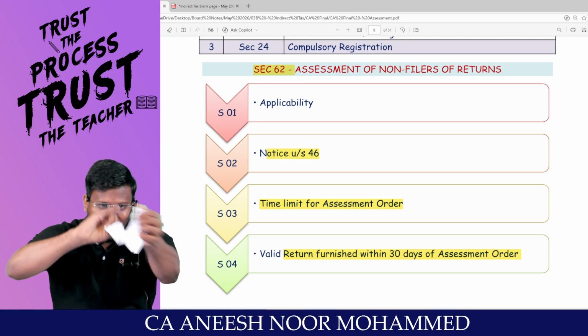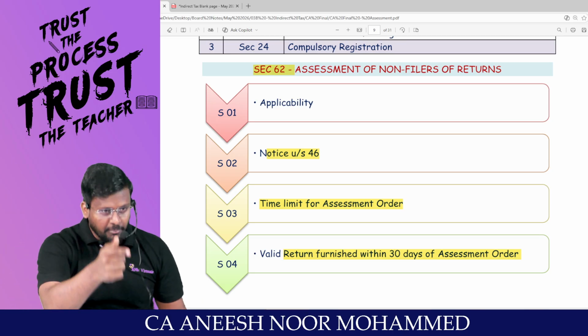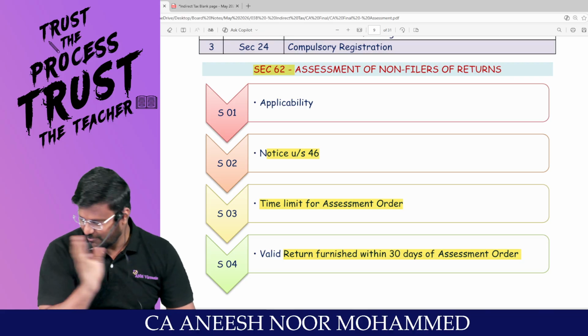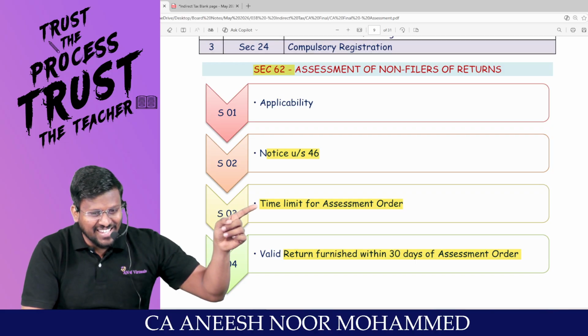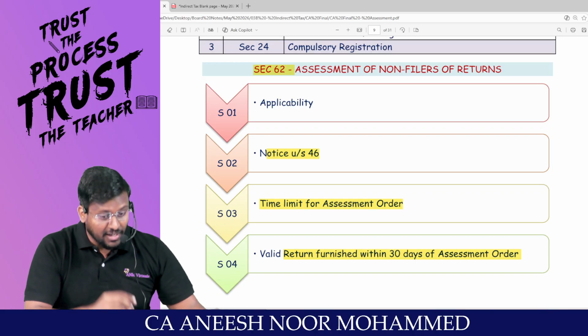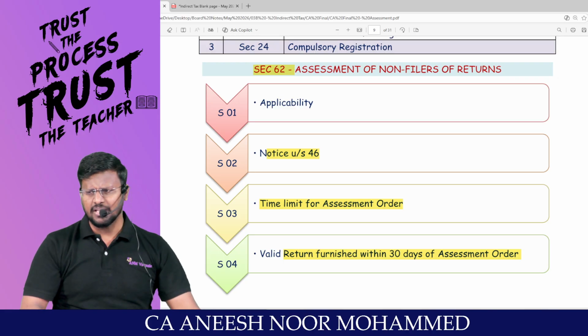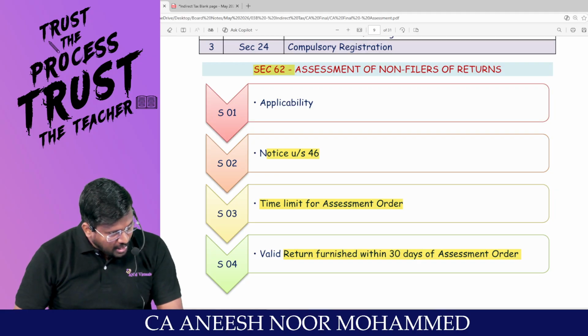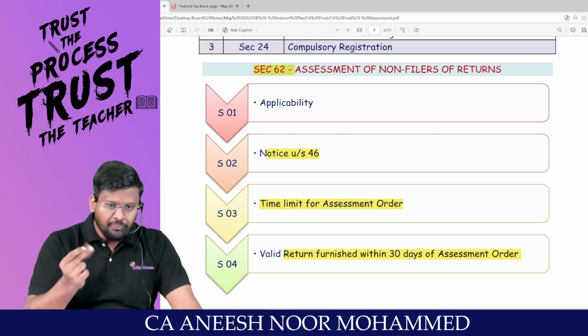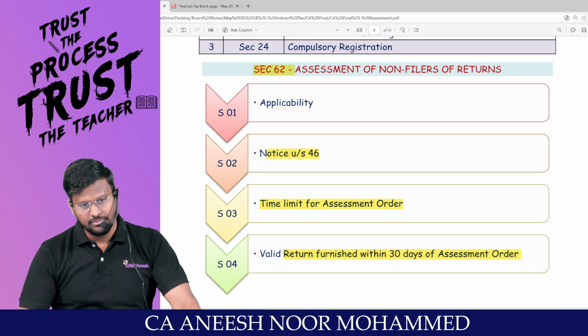I am ready to tear it like this and put it in the dustbin, because now it becomes waste paper. From a non-cooperating assessee, now you become a cooperating assessee. Even now I am ready to drop the assessment under section 62 and step in under section 61. Then I will be doing scrutiny of return. Are you already with me?